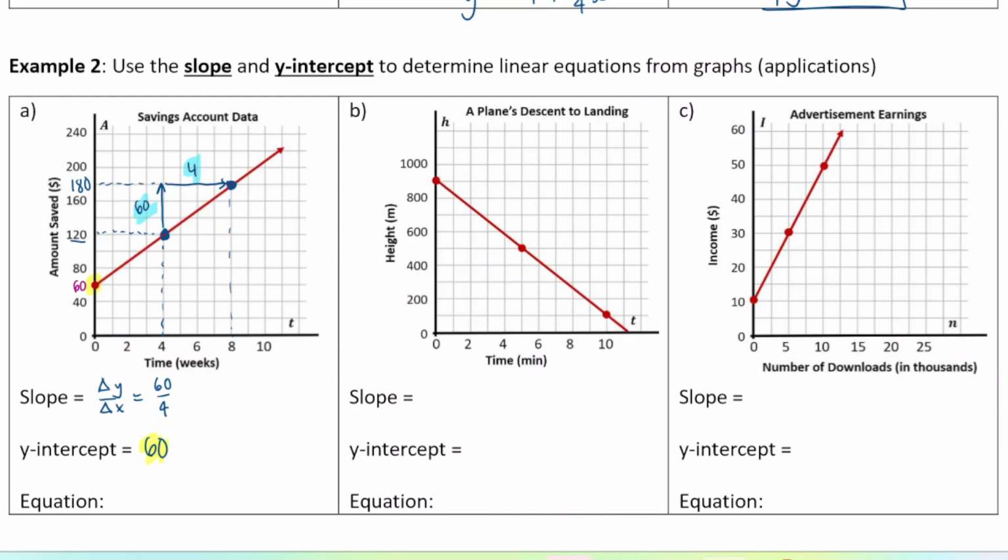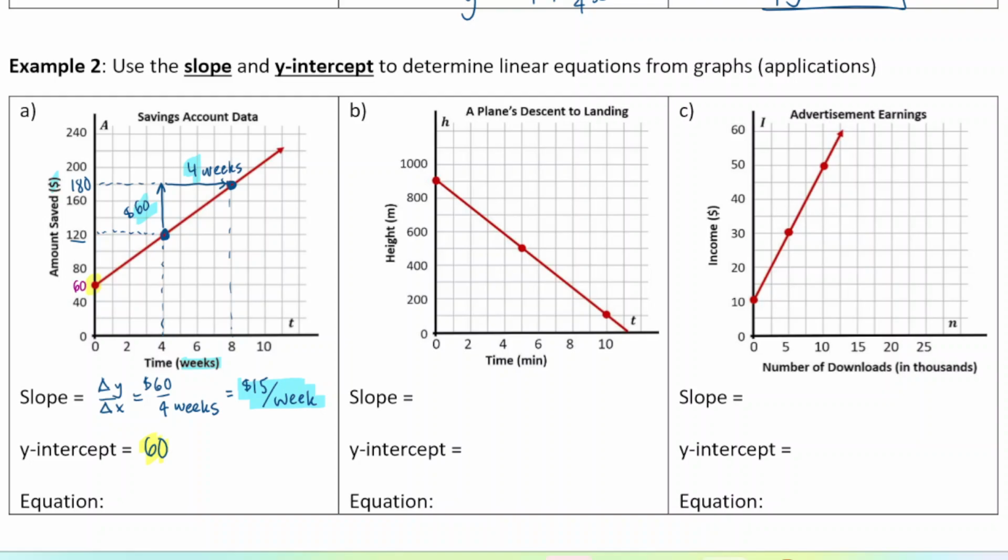Now for word problems, we also have units. So use the same units that are used for x and y in the graph. My y value units are dollars, so I'm going to use dollars. And my x value units are weeks, so I'm going to use weeks. So it's $60 per 4 weeks. And we can reduce that. 60 divided by 4 is $15 for 1 week, or we can just write it as $15 per week. So if it's about a savings account, that means we're saving $15 every week, and we started at $60.